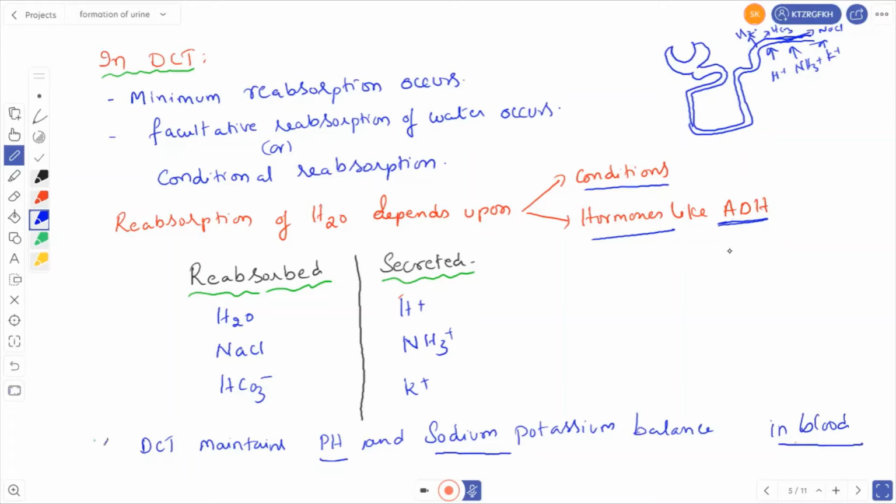Very important point. Which part maintains the pH and sodium potassium balance in the blood? DCT. What does the PCT maintain? The proximal convoluted tubule maintains ionic and water balance in the cortical fluid. Ionic and water balance in the cortical fluid is maintained by the proximal convoluted tubule, but DCT maintains pH and sodium potassium balance in the blood. So this is a very important point for NEET. And also here conditional and hormonal reabsorption is very, very important.